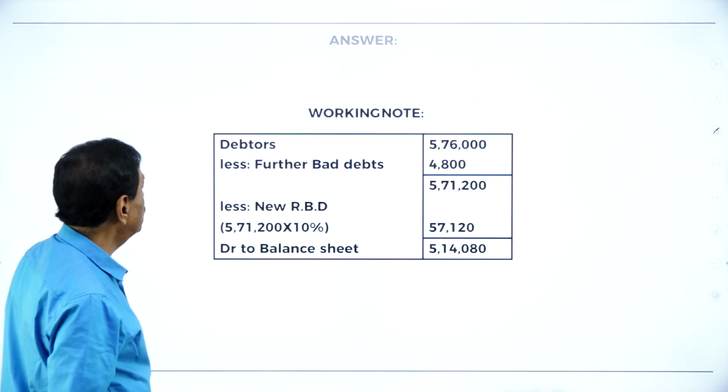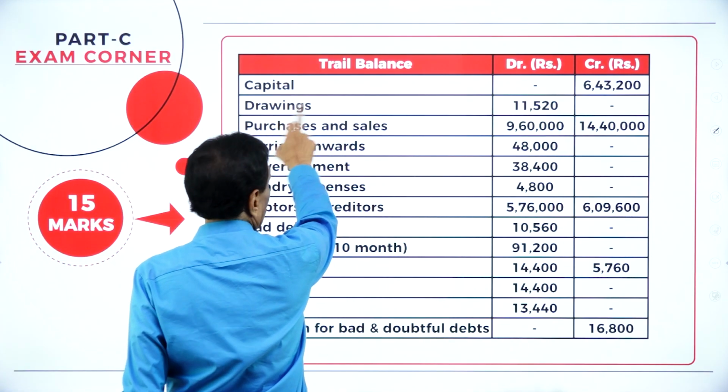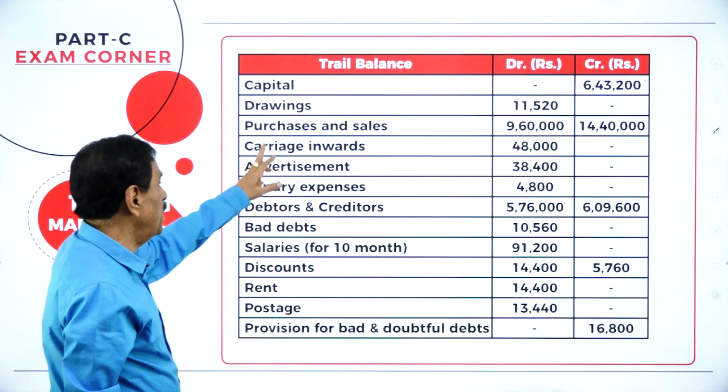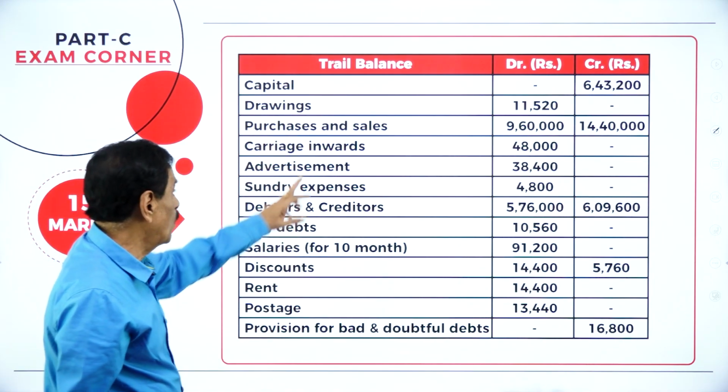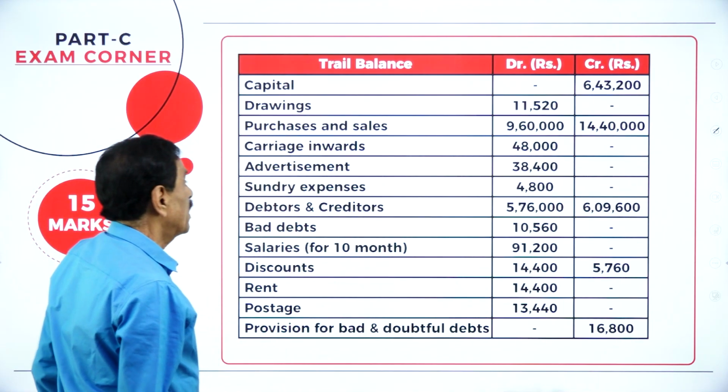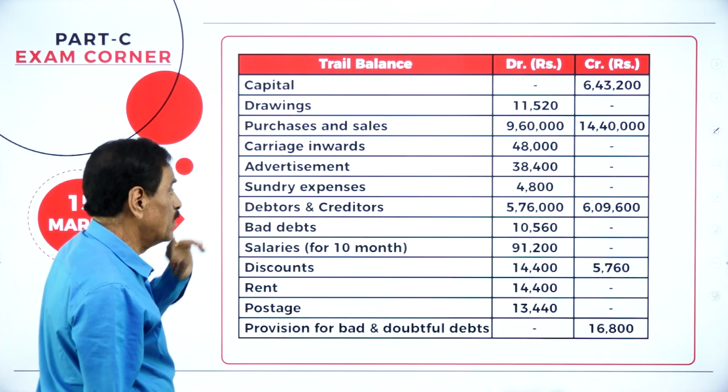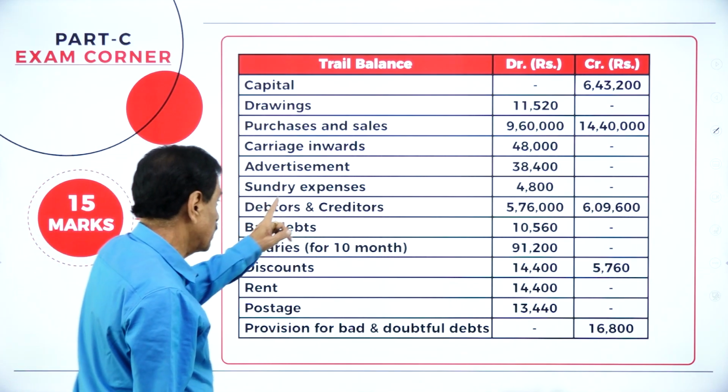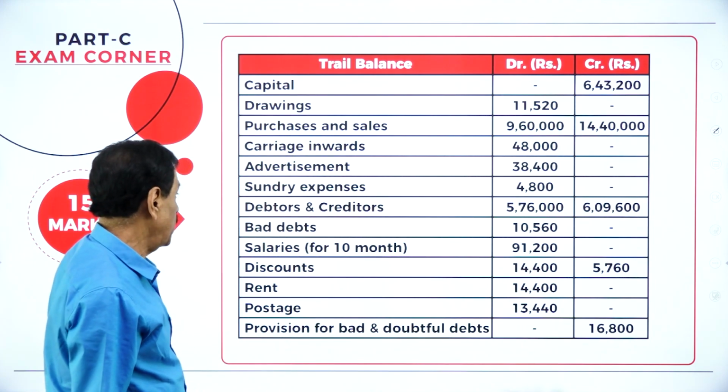See the trial balance? Purchase, carriage. So drawing should become deducted from the liability. Purchases will come trading account. Sales will come trading account. Carriage inward trading account. Advertisement profit and loss account. Sundry expenses profit and loss account.